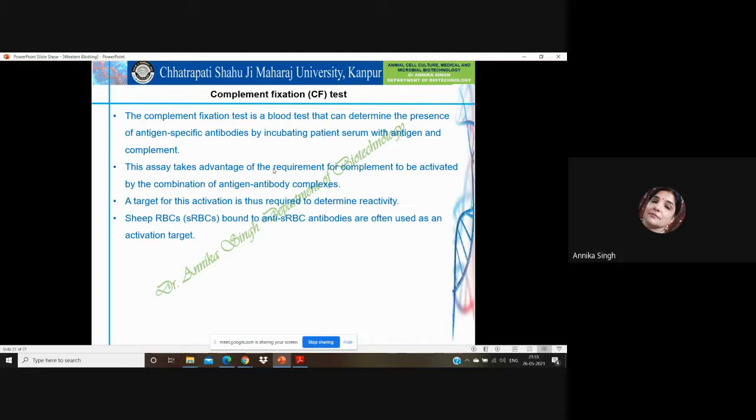But nowadays this technique, or this assay system, is superseded by other serological test methods like ELISA or PCR methods, which are specific, rapid, and highly sensitive in comparison to the complement fixation test. However, the complement fixation test still exists.